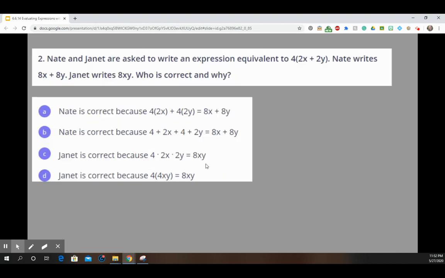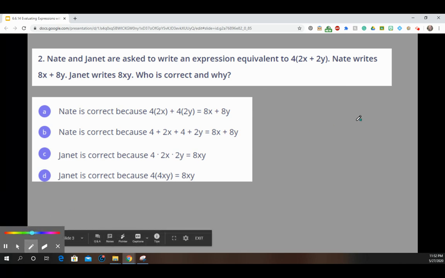All right. So this question stumped some of you guys. It says Nate and Janet are asked to write an expression equivalent to 4 times the quantity 2x plus 2y. Nate writes 8x plus 8y, and Janet writes 8xy. Who is correct and why? To show you which kid is correct here, I'm going to go ahead and draw a model.